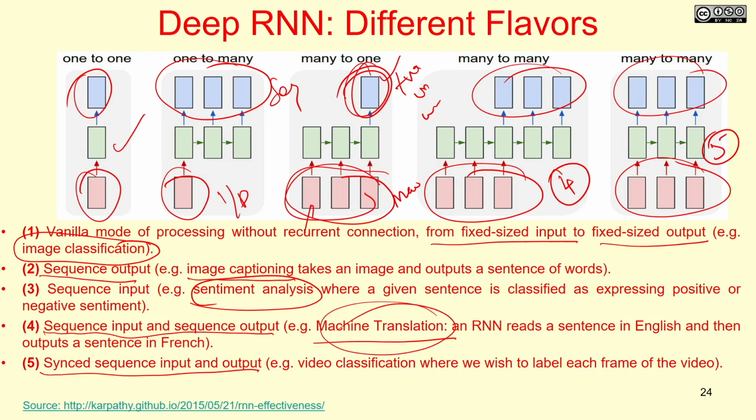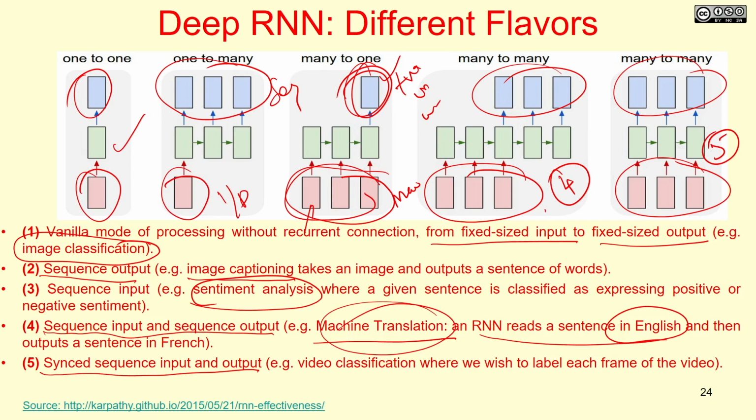Or otherwise, if you give any sentence in English, it will give the corresponding word in another language. So, one language is transferred into another language. Google Translator is basically working on this particular model, many to many, that is sequence input and sequence output.